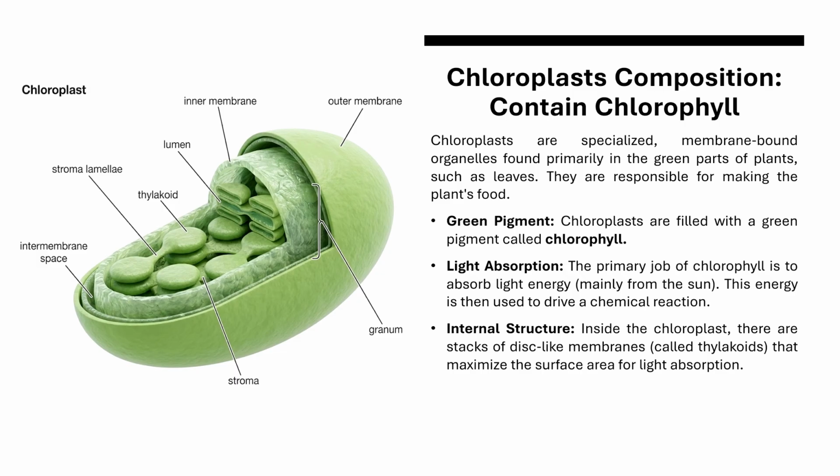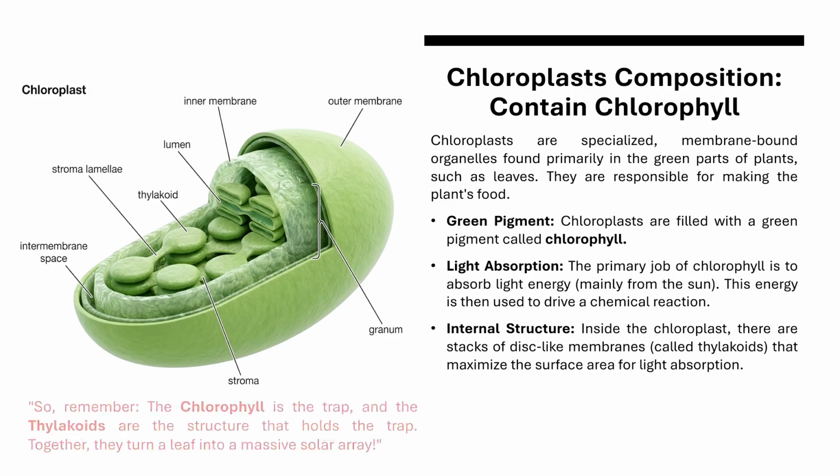More surface area means more chlorophyll can be packed in, which means the cell can absorb much more sunlight in a shorter amount of time. And these thylakoids are where the first stage of energy capture happens. This energy collected here is then used to fuel the assembly of sugars.